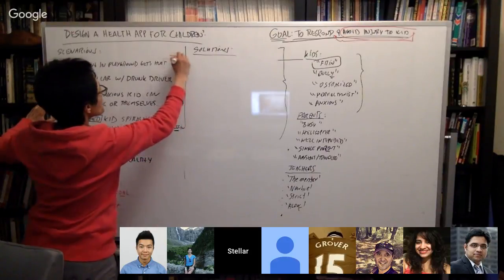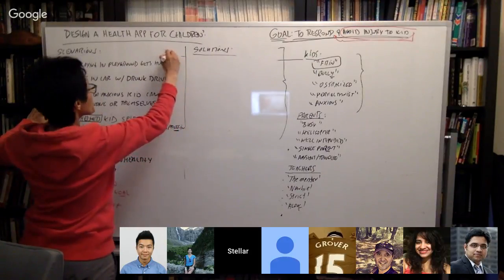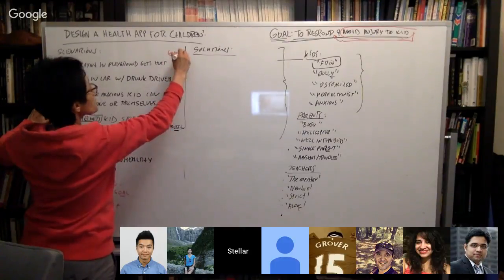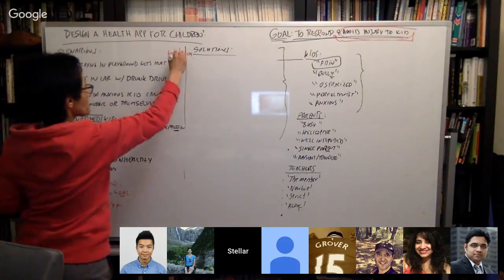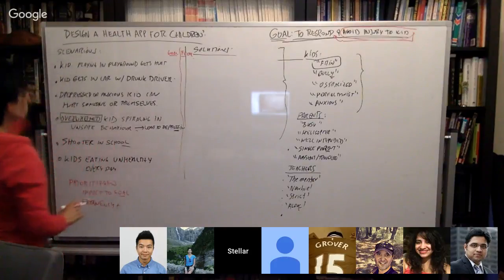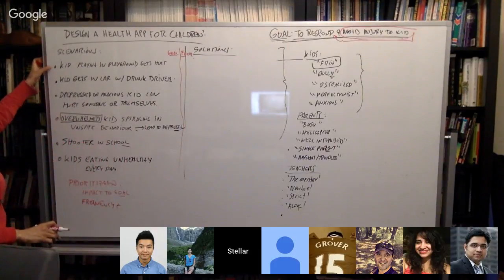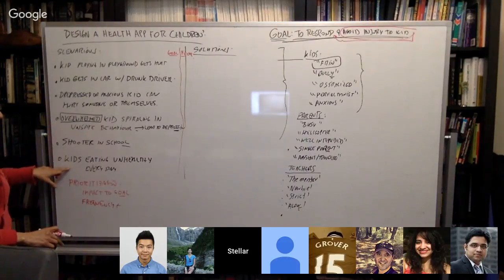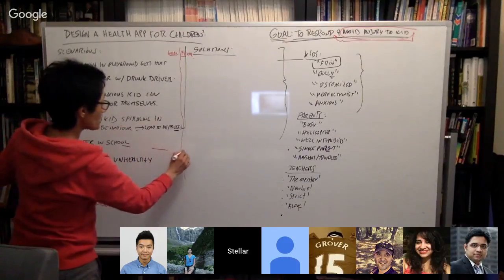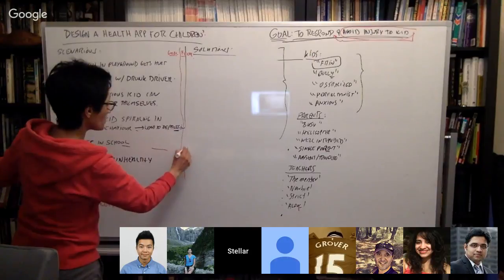I'm going to put the first goal here, which is impact to the goal, and this is frequency. So what happens here with higher frequency? I think that's probably easier to do. Kids playing in the playground getting hurt, kids getting in the car with a drunk driver, depressed kids, overwhelmed kids spiraling, shooter in school, kids eating unhealthy every day. Definitely the shooter thing is not usual, right? That happens rarely. I'm going to put 1 here.